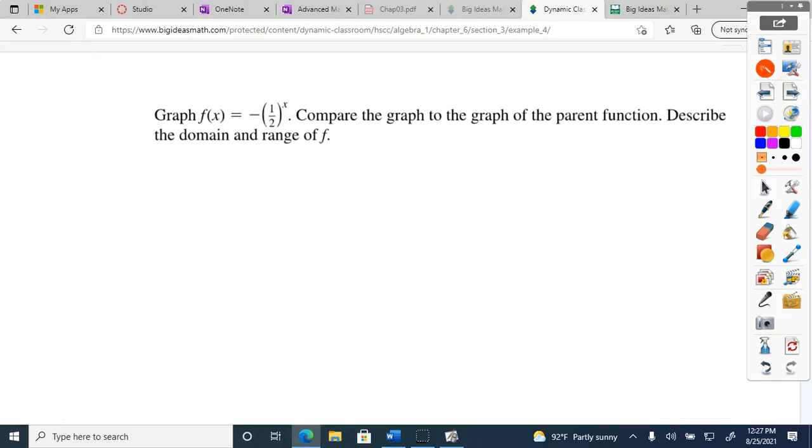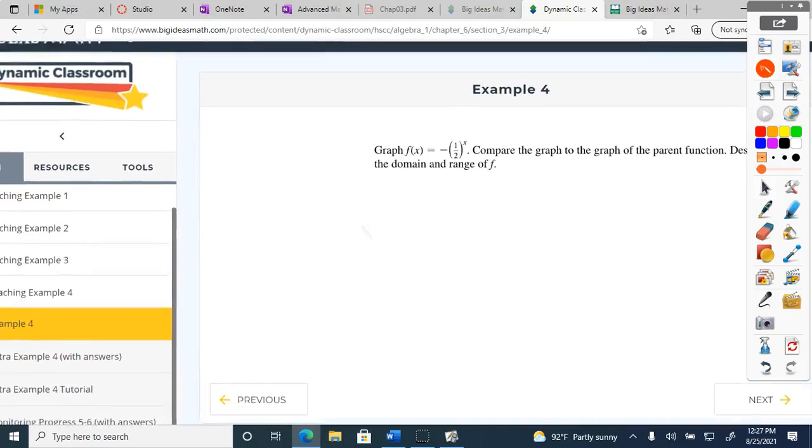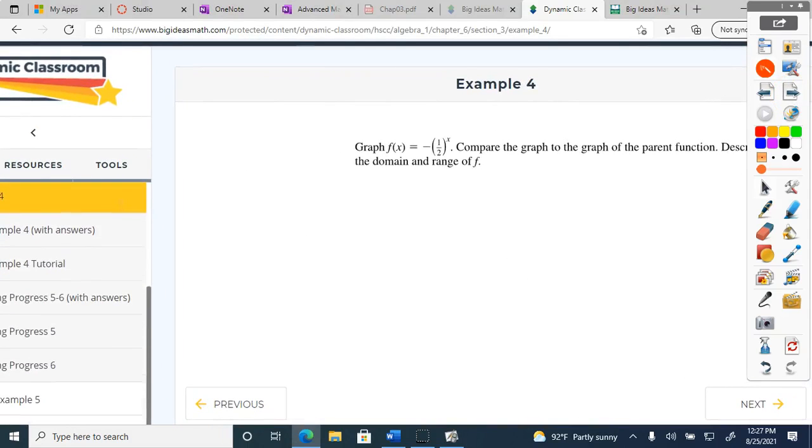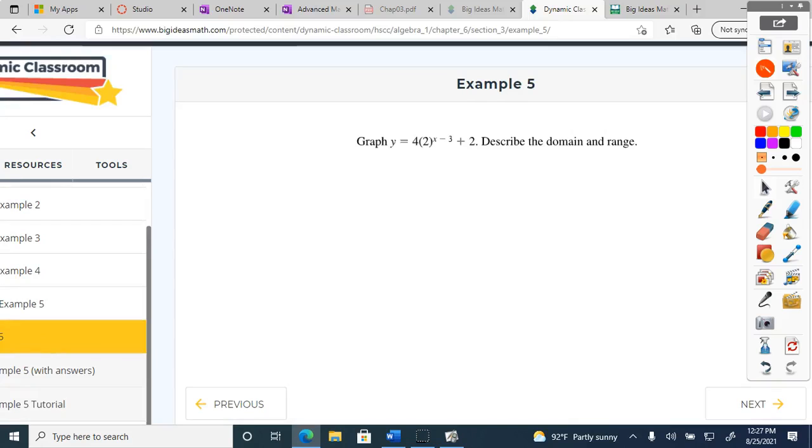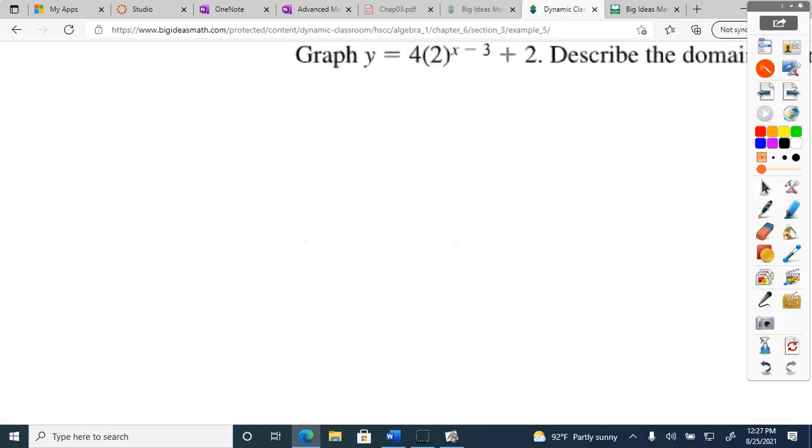All right. Moving on. 0.125. What is that equal to? Zero. Here. Example 5.